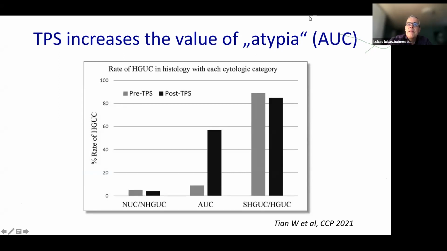And this is illustrated in this recent study showing that, in fact, TPS makes the diagnosis meaningful, because the diagnostic category was compared with the histological diagnosis of high-grade urothelial carcinoma. And in the post-TPS era, around 50% of the AUC cases proved to be high-grade urothelial carcinoma. And in the pre-TPS era, it was around between 5 and 10%. That's meaningless. It has become meaningful, while high-grade urothelial carcinoma, negative for high-grade, has always been meaningful.